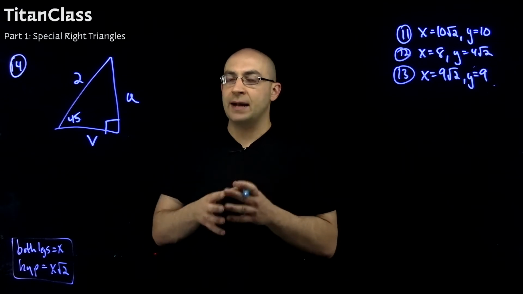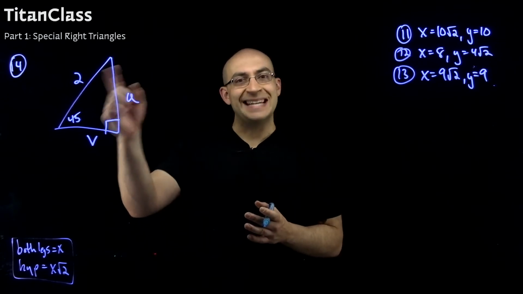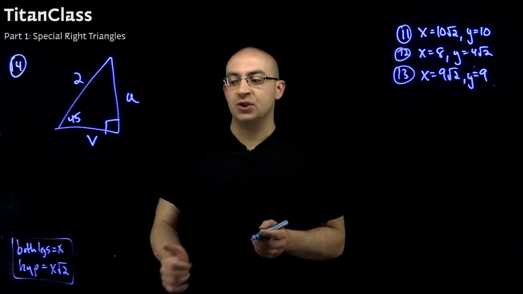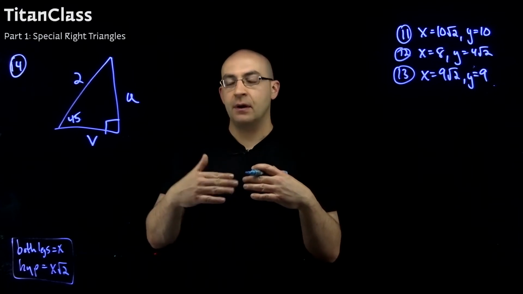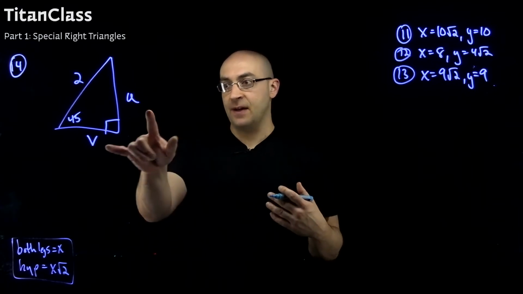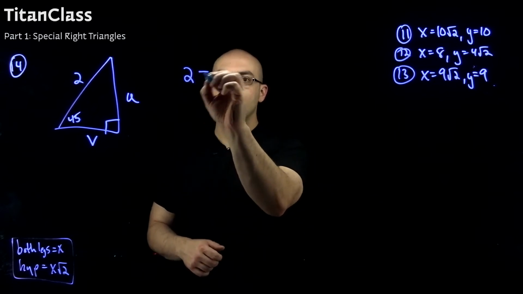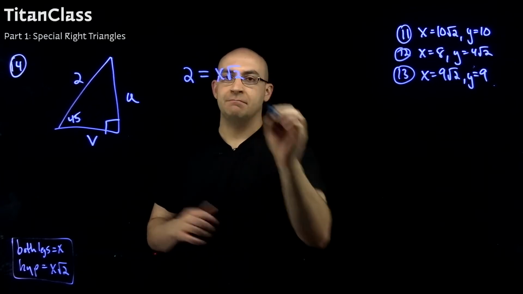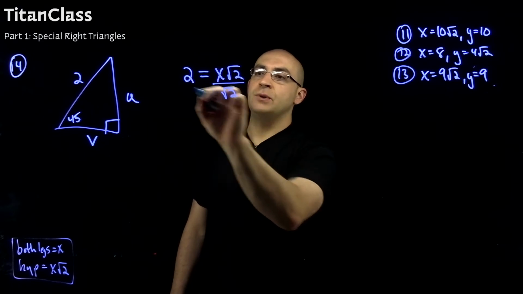So let's go back to the same concept that we've been using before. The hypotenuse is 2, and the hypotenuse is x root 2. So we want to set both of those equal to each other to solve for x, because we have our key here that helps us. Not bad. So let's solve for x by dividing by root 2 on both sides.